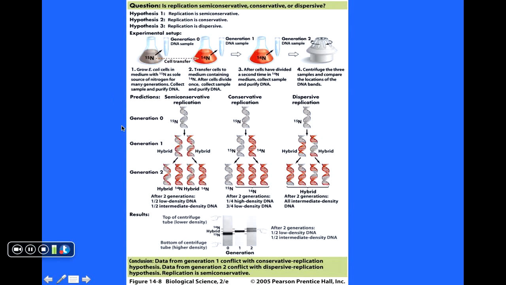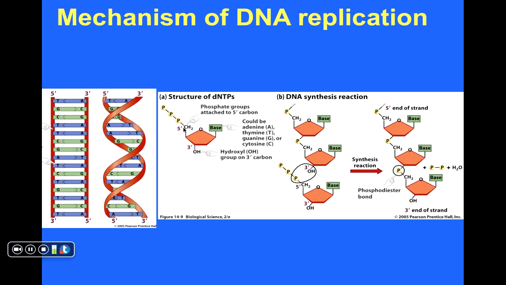So again, this illustrates the Meselson-Stahl experiment. Again, I won't go through the details at this point, but the bottom line is that DNA replication occurs in a general sense by this semi-conservative model. Let's explore this in a bit more detail.